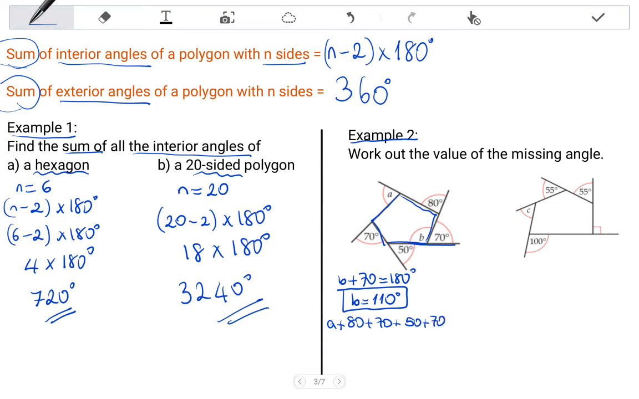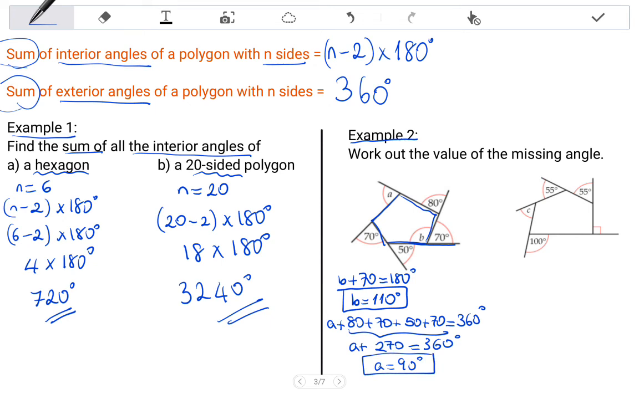And all the exterior angles altogether must be 360. So when you add all these values, they make 270. So A plus 270 equals 360 will give us the value of A as 90 degrees. So we finished with this shape.